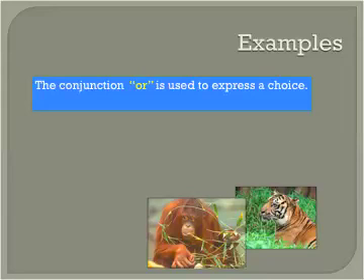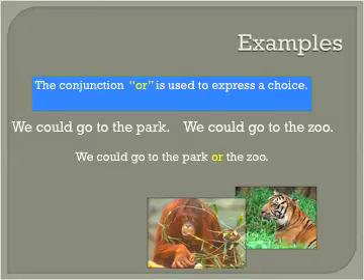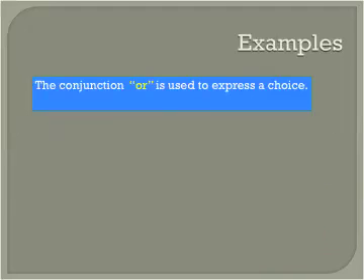Or is used in sentences to express a choice. You can do one thing or take one thing or the other, not both, one or the other. We could go to the park. We could go to the zoo. You can combine those into one sentence using or. We could go to the park or the zoo.